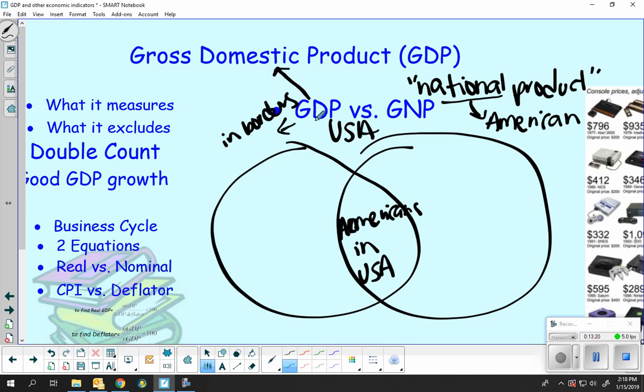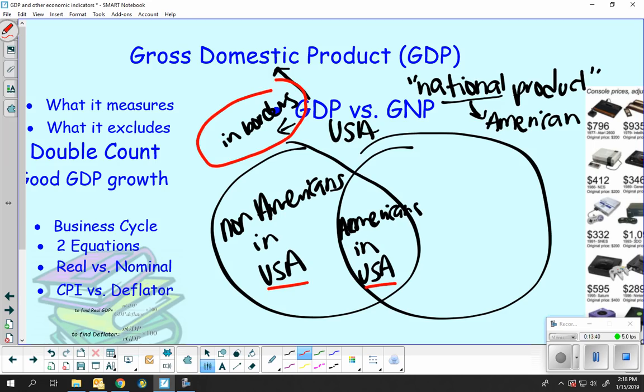But what else does GDP have? Not just Americans in America, but non-Americans in America, in the USA. So what they have in common is that they are all in the USA. That is what they have in common. It's in the borders of a country. So it doesn't matter if it's an American person or American company or non-American company, as long as they're in the borders. So non-Americans in USA would be a Honda dealership in the United States. Americans in the USA would be a Ford dealership in the United States. But what they have in common is that they're in the United States.